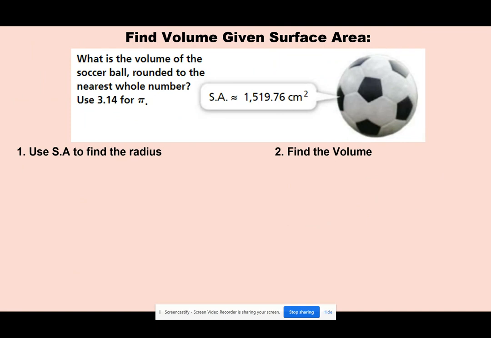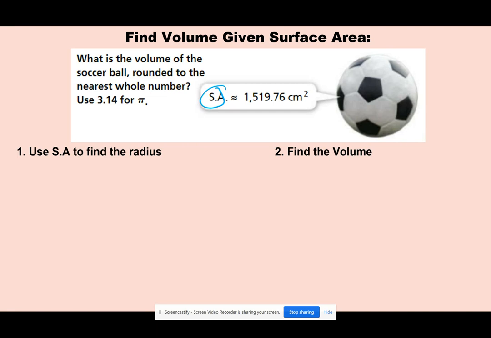So this time we want to find the volume given our surface area. We are saying, what is the volume of the soccer ball, rounded to the nearest whole number, and they provide the surface area. So they tell us the outside, we want the inside. So we have to do this in 2 steps. The first thing we're going to do is find the radius using the surface area.